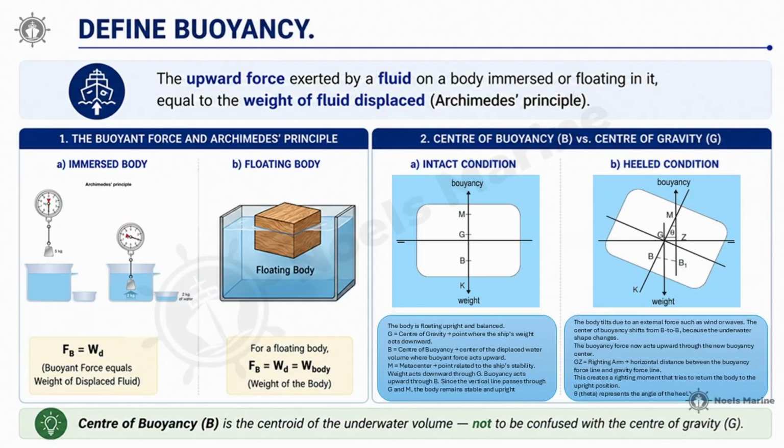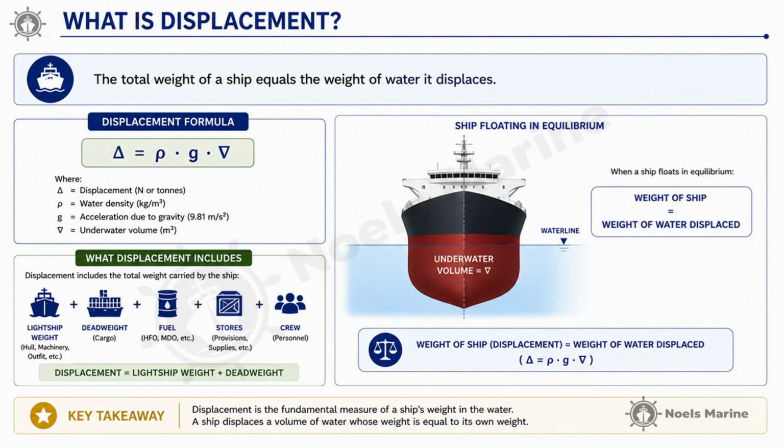And that brings us to our next major concept, displacement. Honestly, it's exactly what it sounds like. So, what does this actually mean? Displacement, which we represent with the delta symbol, is determined by taking the water's density, rho, and multiplying it by g, the acceleration due to gravity. To put that into plain English, a ship's displacement equals its total underwater volume, and that has to account for the ship's actual weight plus every single thing it's carrying, like dead weight, fuel, and stores.